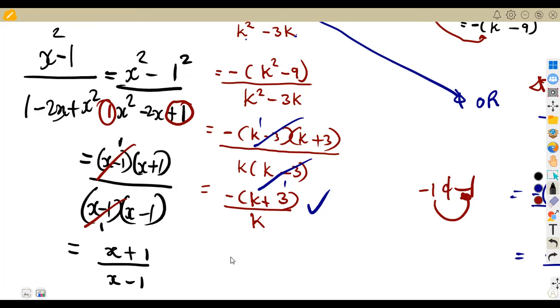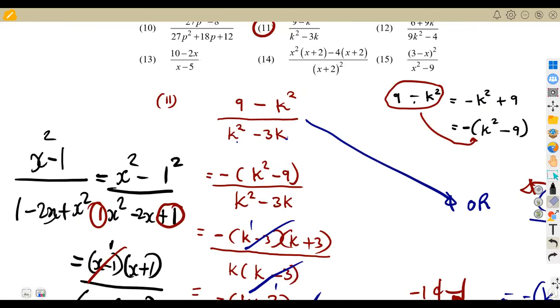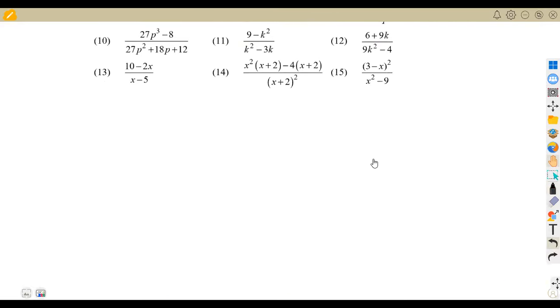Never be tempted to cancel x and x. This is just an expression different to another expression. So never be tempted to cancel. I just wanted you to see that you can write in terms of the positive. If you understand that, it becomes easier to approach any question, even your addition and subtraction.